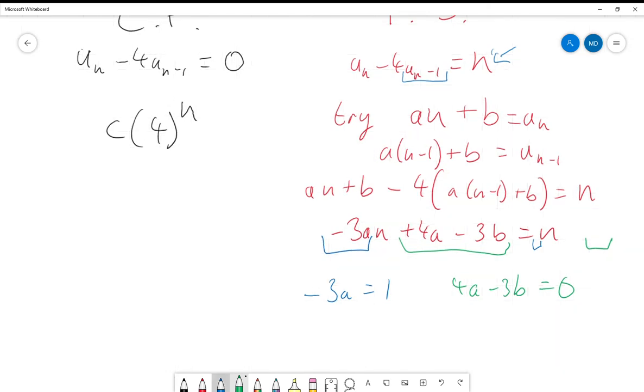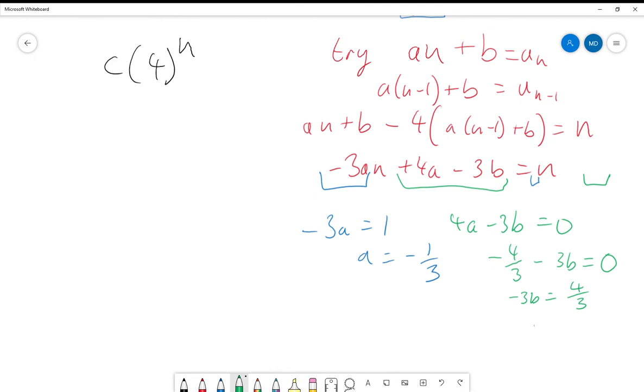Solving that, we still get a equals negative 1/3. And over here, plugging that back in, we get negative 4/3 minus 3b equals 0. Pushing that over, we get minus 3b is equal to positive 4/3. And that gives us b is equal to negative 4/9.